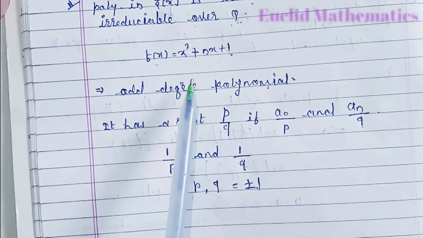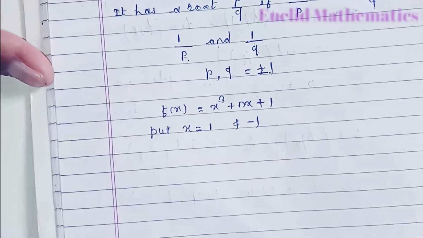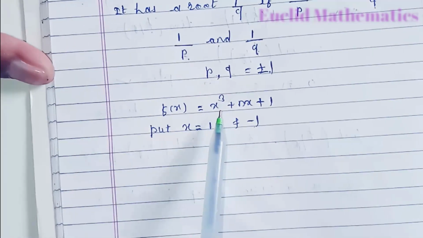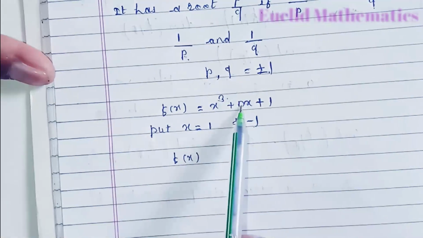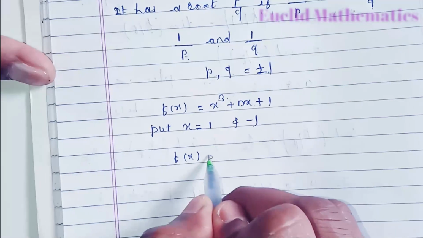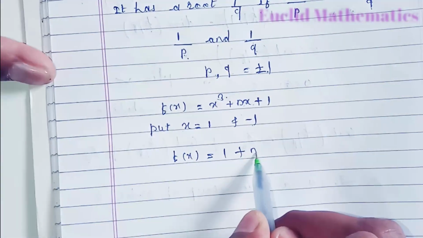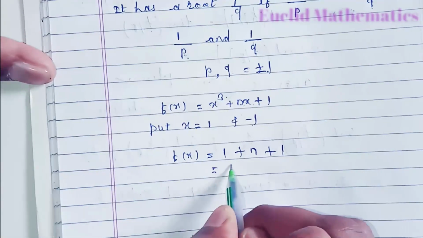Okay, now let's find out these roots with the help of the values of p and q. Now substitute the values x is 1 and minus 1 in our f of x. When x is 1, f of x gives the value 1 cube plus n into 1 plus 1. 1 cube remains 1, plus 1 into n remains n, plus 1. So I got the value f of x is equal to 2 plus n.